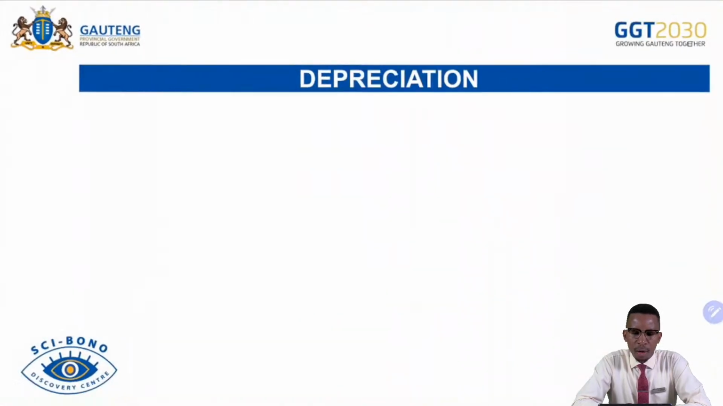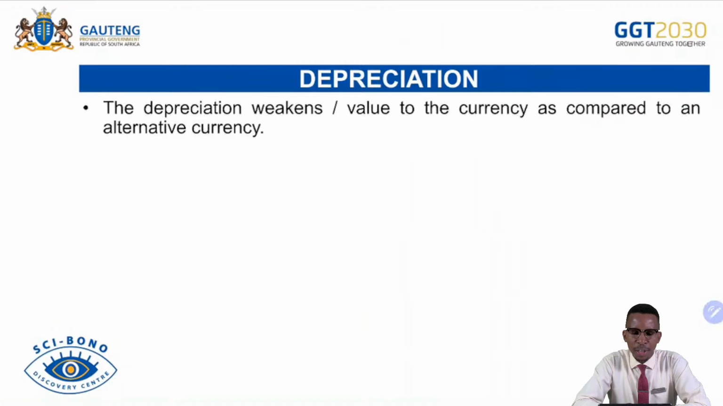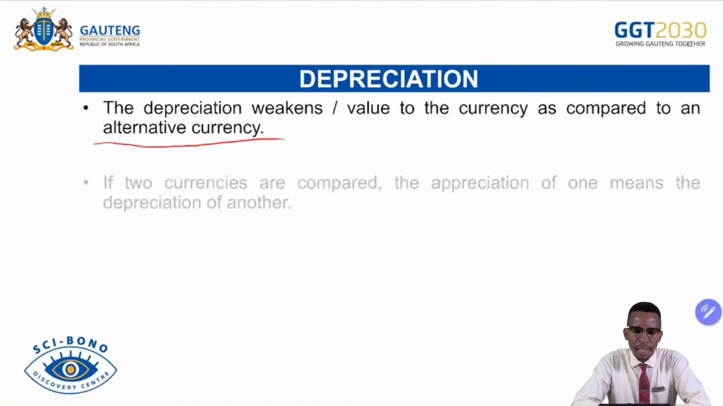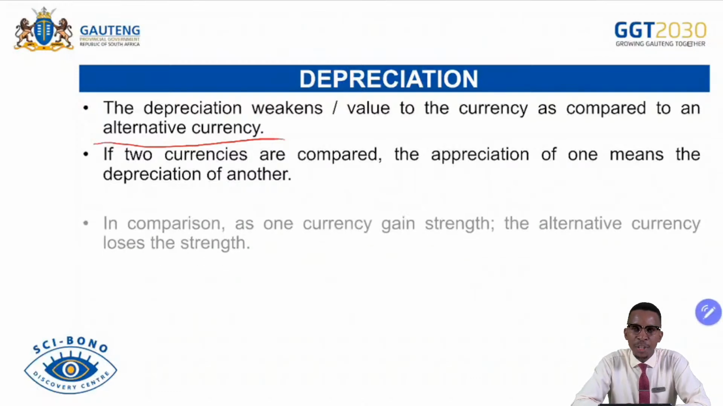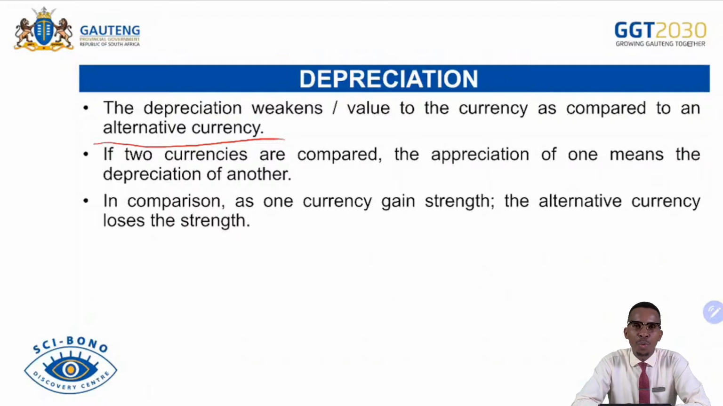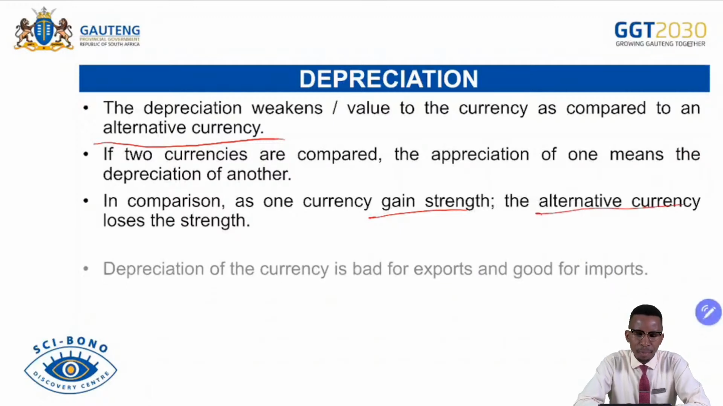So let's check here on the depreciation. We say depreciation weakens the value of the currency as compared to what we call the alternate currency. Whenever the currency is losing value, we say that's a depreciation if it's caused by market forces, mainly demand and supply. If two currencies are compared, the appreciation of one currency means depreciation of the other currency, like I've mentioned before. They don't appreciate simultaneously. As one appreciates, the other depreciates. In comparison, as one currency gains strength, the alternate currency is losing strength.